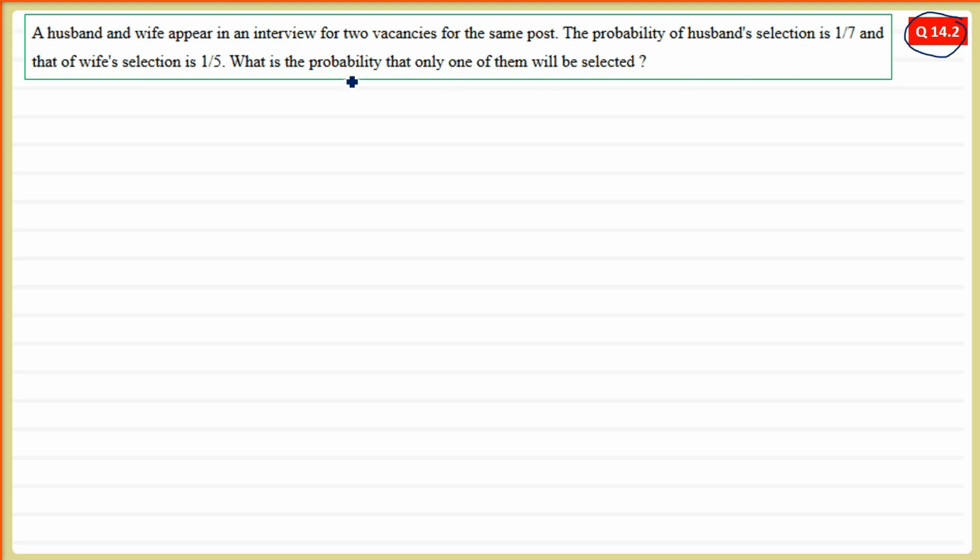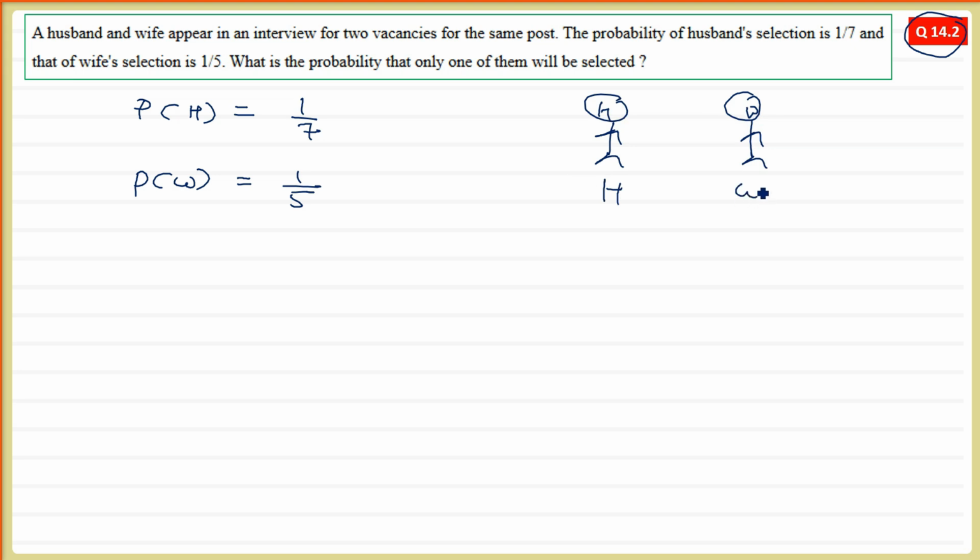Three parts are there. So what is the probability that only one of them will be selected? So we need to select only one. So let me write the probability of husband being selected and the wife being selected one more time. PH is 1 by 7, PW is 1 by 5. Only one of them will be selected. That is, either husband gets selected or wife gets selected, but not both. So husband selected, wife should not be selected. When husband is not selected, wife should be selected. So this is the scenario we have to solve here.